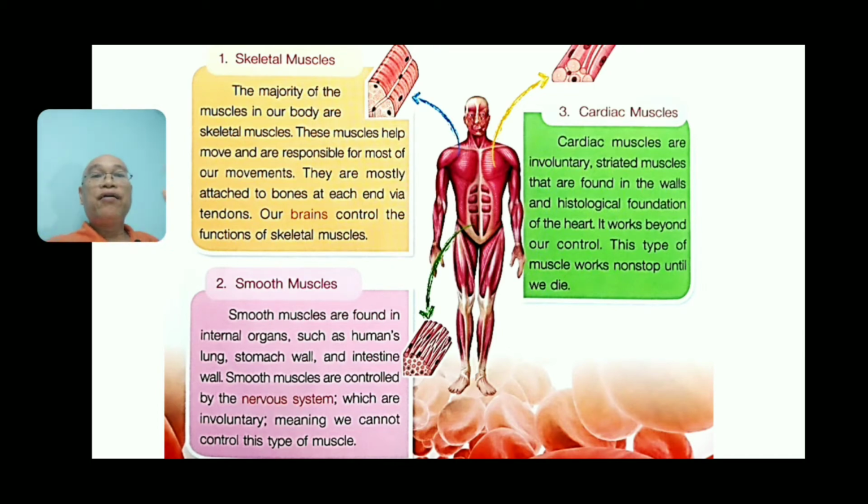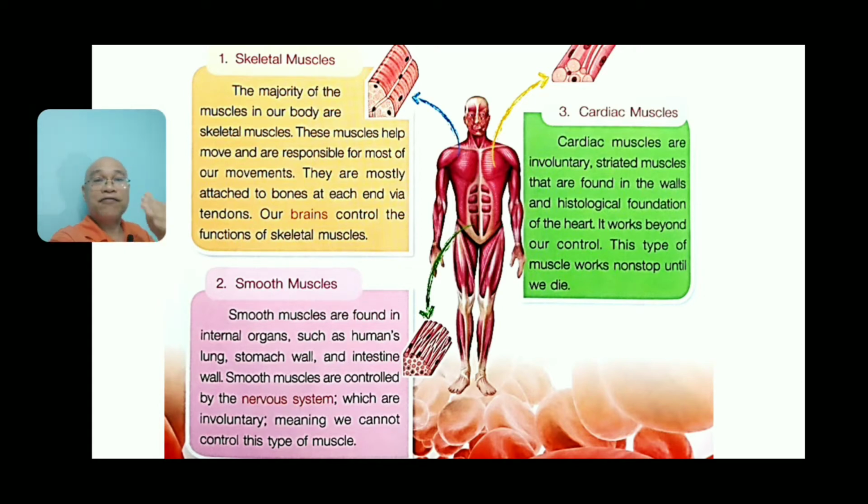They are mostly attached to bones via tendons. There's a tendon that is connected to the bones. It's between muscles and the bones. So our brains control the functions of skeletal muscles, all right? And so what happened here? We go to the smooth muscles.